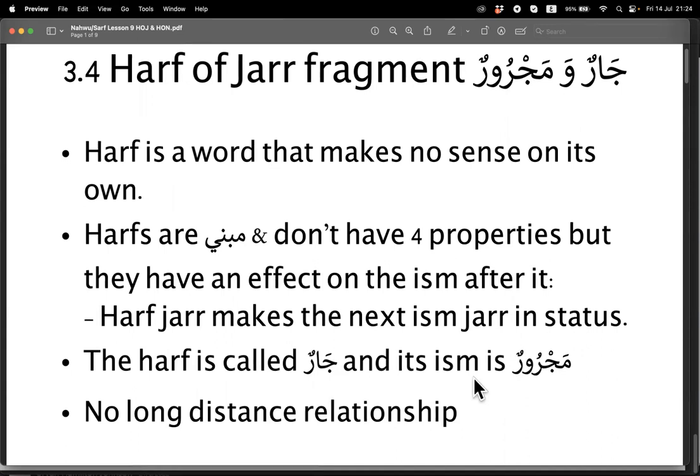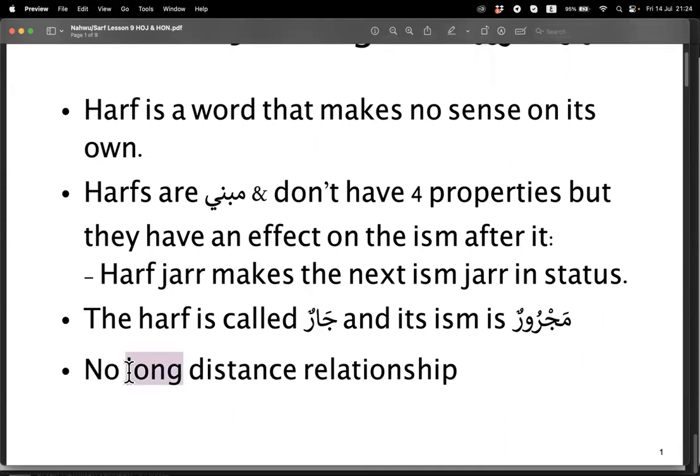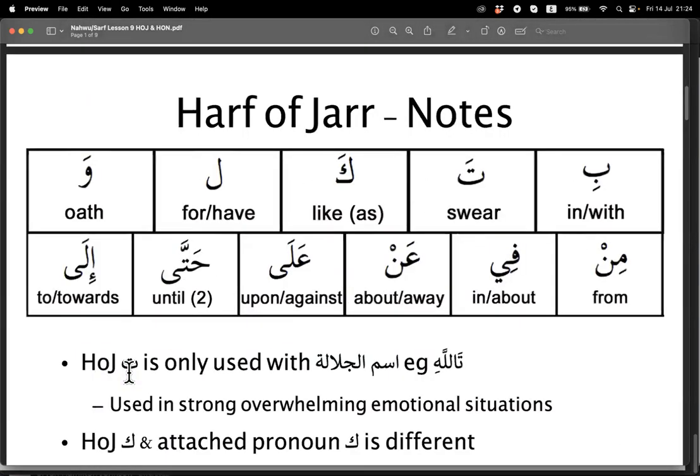Again, this one has no long distance. Once you see harf of jar, you must see the majrur right next to it. So what are the harf of jar? We have bi, ta, ka, li, wa, min, fi, an, ala, hatta, ila.